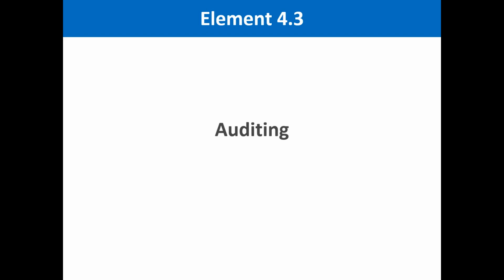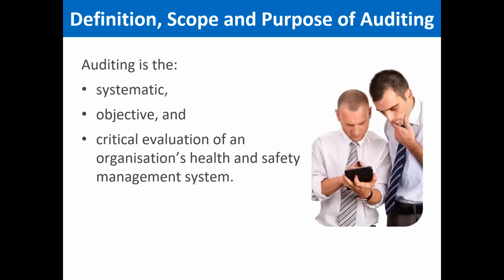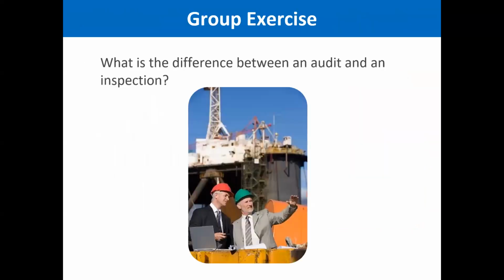Okay, guys, so next we have element 4.3. 4.3 is regarding auditing. Auditing basically is a systematic, objective, and critical evaluation of an organization's health and safety management system. So basically what we do in an audit is we look at the effectiveness of the health and safety management system. First of all, we make sure that we have a management system in place, and then we look at the implementation of the management system, whether it is being implemented properly or not, and we verify compliance as well.